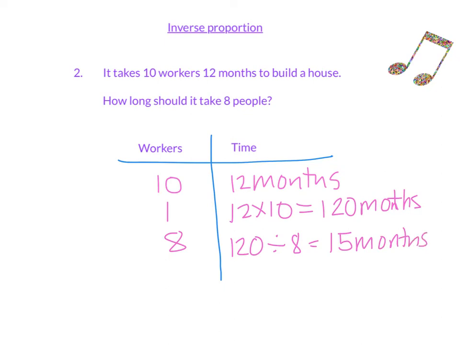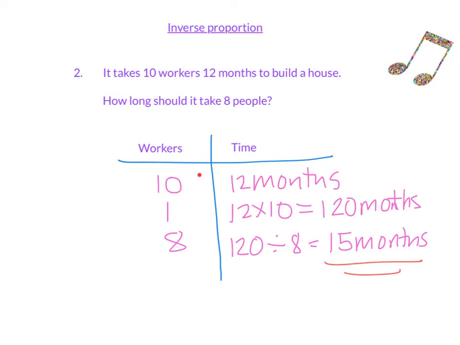And again, I'm just going to do a kind of quick sanity check and see that it does make sense. I had 10 people, it took 12 months. I've now got 8 people, so I've got less people. So I expect it to take slightly longer because I've not got as many hands to help. So 15 months, yes, it's taken a little bit longer.